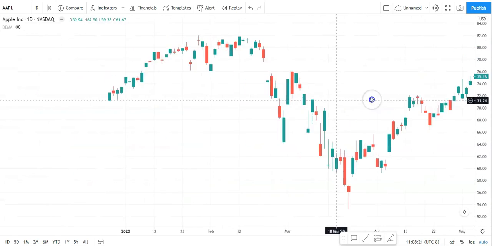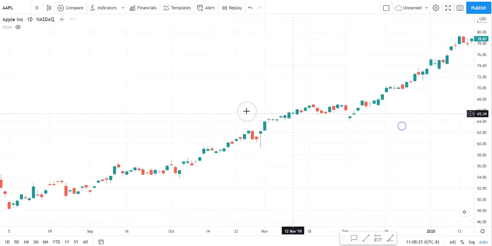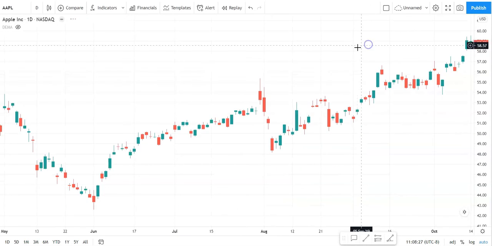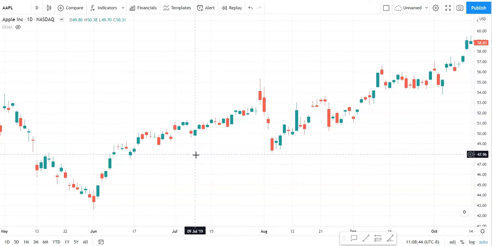Now, if I show you an example of a big rangy candle where I wouldn't get in, right here. So we're going up, but we get this huge big rangy candle. I'm not going to get in on this candle here. Not only does it gap down, it's too big of a range. So I'm going to stay out.